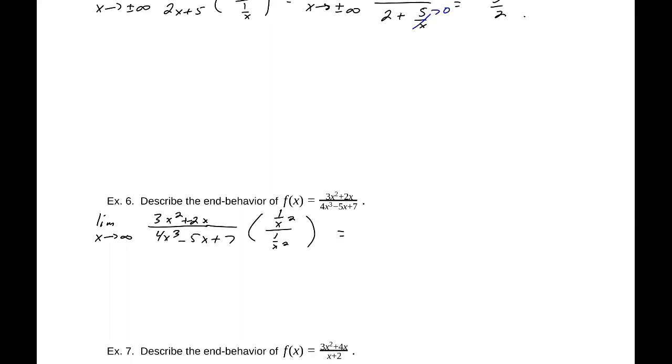Yes, we could definitely do that. In fact, we'll go ahead and do that. We're going to divide by the highest exponent in the denominator. All right, well, first is going to be 3 over x plus 2 over x squared. Okay, the denominator will be 4 minus 5 over x squared plus 7 over x cubed.